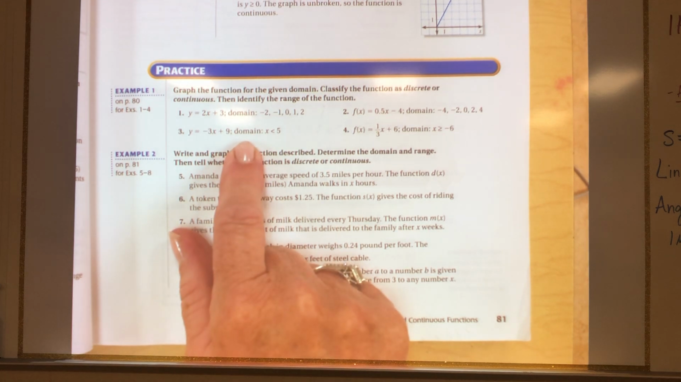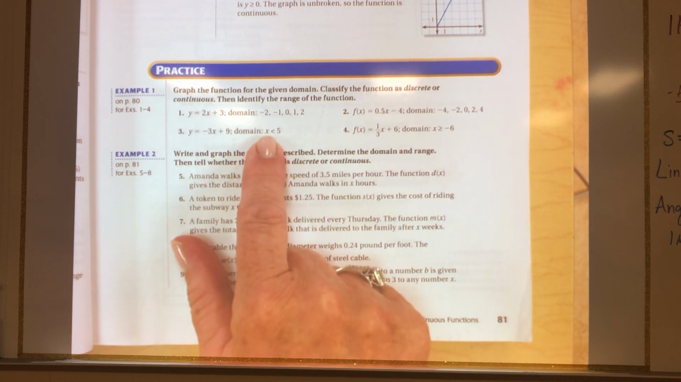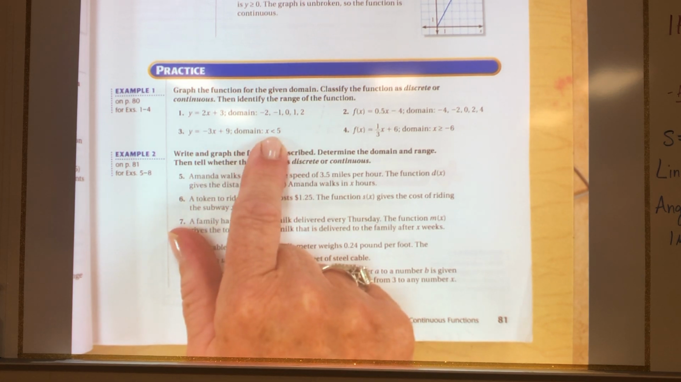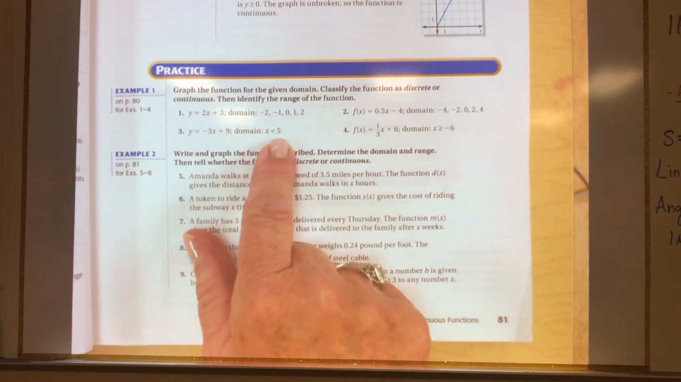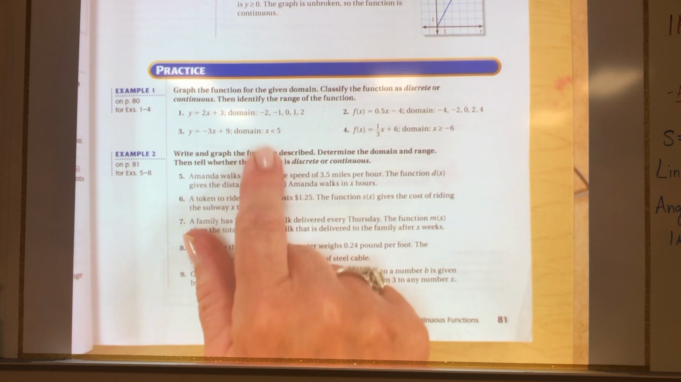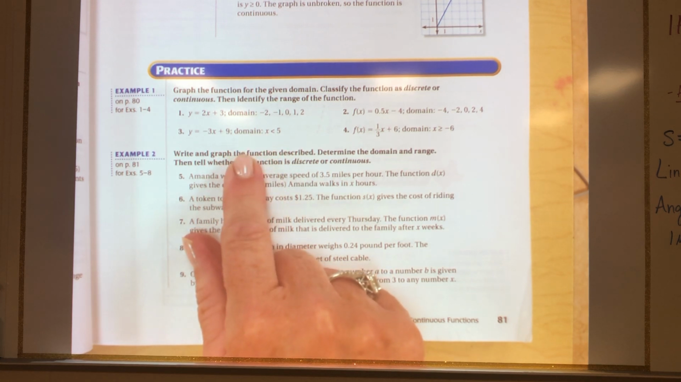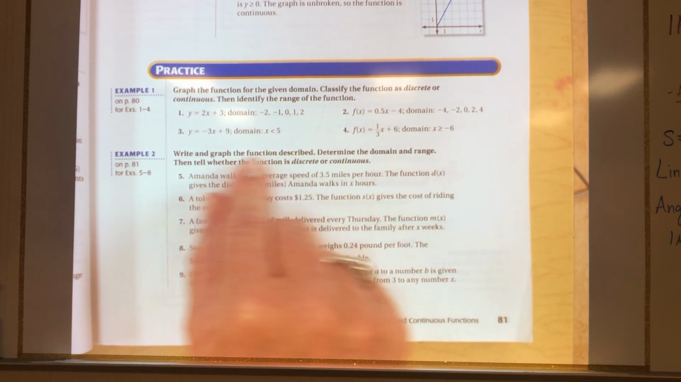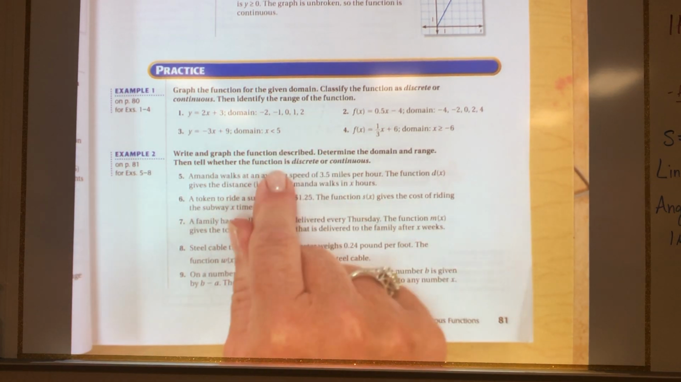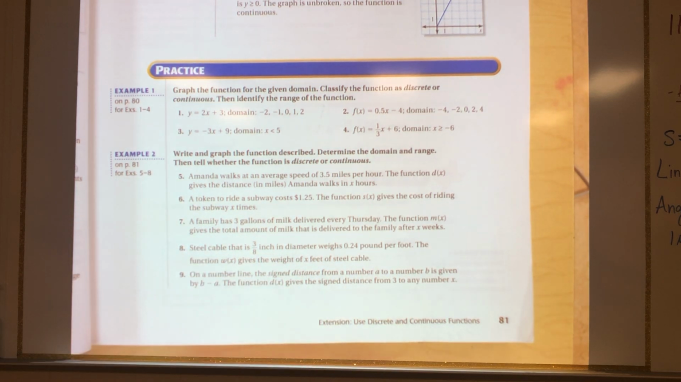Very good. Which leads me to number 3, where it says y is equal to -3x plus 9, and my domain is any x less than 5. What is that? Yeah, that's continuous, guys, because it's not at 5, but it starts at 5, and then it's at 4.9, 4.8, 4.7, 4.6. That's the way my brain thinks about it, okay? It's all those in between. It's everything. It's not 5, 4, 3, 2, 1 specific ones, okay?